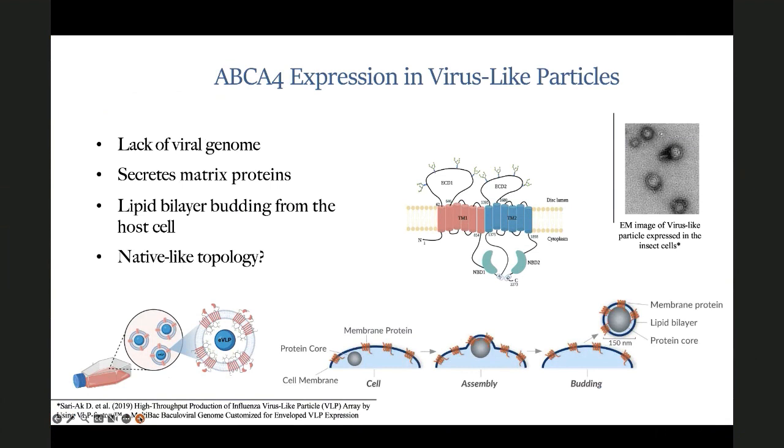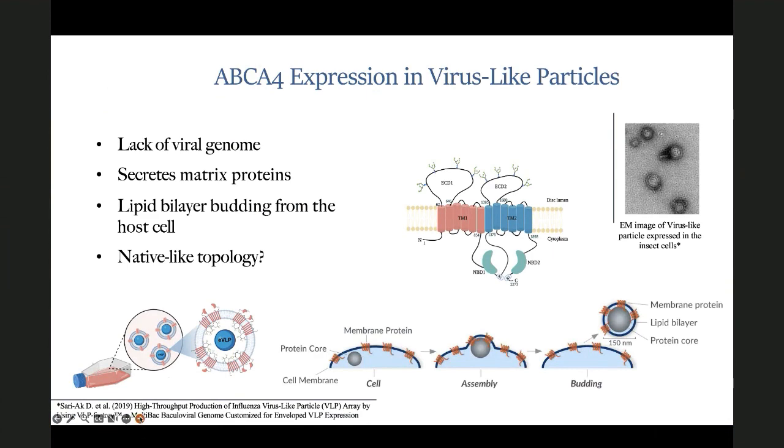So VLPs are structures that closely resemble viruses, but they lack the viral genome. They possess unique characteristics, such as the ability to separate the matrix proteins and bud off from the cell surface as host cell lipid bilayer. This allows the membrane proteins on the cell surface to incorporate into the budded vesicles and be released into the culture media. One of our main interests was to investigate whether the ABCA4 protein, when expressed in this system, maintains its native-like topology on the membranes of the VLPs.